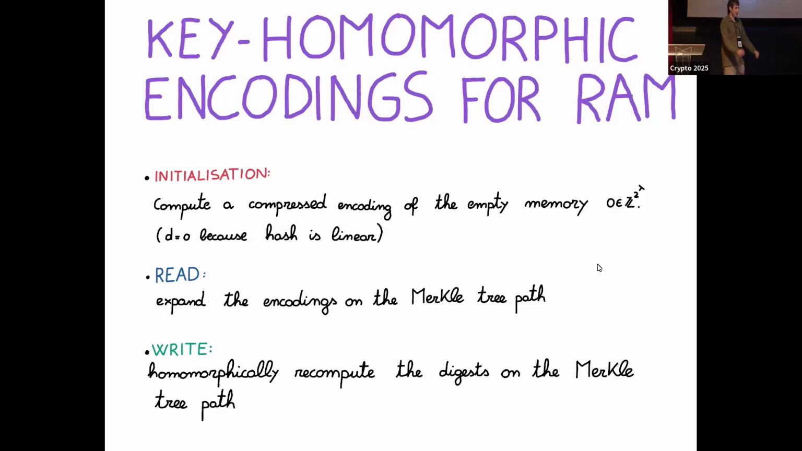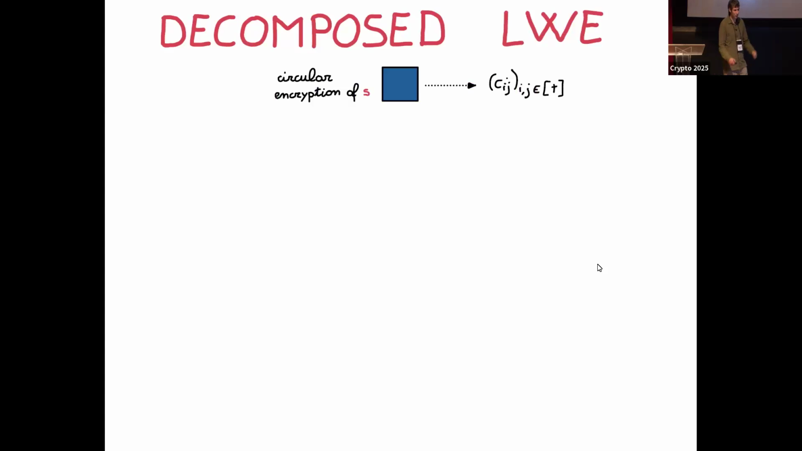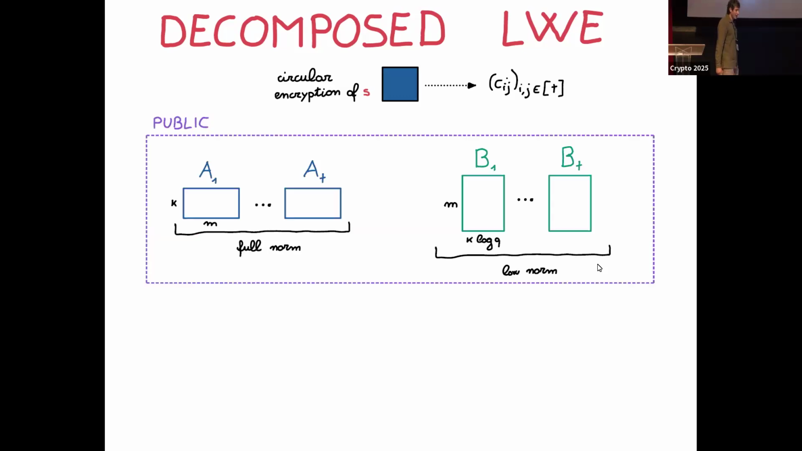The last thing I wanted to say is assumptions, because we couldn't build this just from standard LWE. And the issue is this circular encryption of the secret key S, the blue square. Essentially, this consists of these t-square terms, Cij. T is a parameter that essentially denotes how much the SIS-like hash function is compressing, but you should view it as square the dimension of the lattice, more or less.